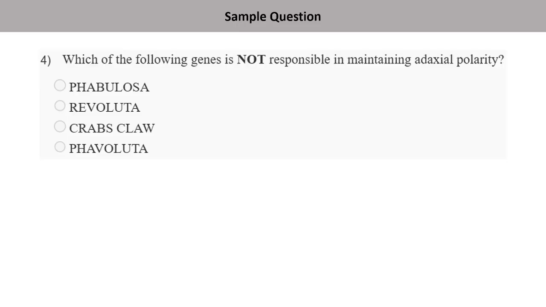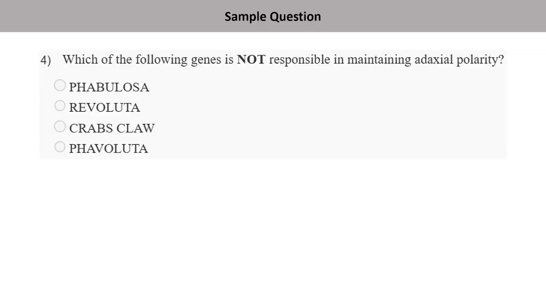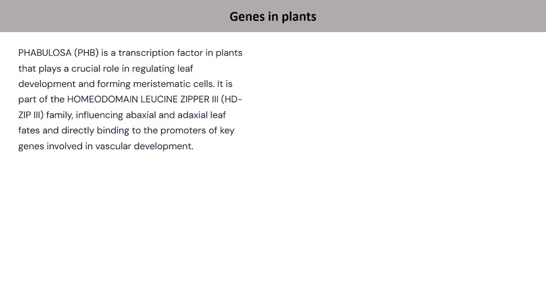Okay, so I'll answer the question. Let's first try to understand what all these genes are and then we'll get to the answer. Coming to the first gene, which is the fabulosa gene, the short form of the gene is PHB. It is a type of transcription factor in plants. The role of this transcription factor is to regulate leaf development and it helps in forming meristematic cells. PHB is also a part of the HD-ZIP3 family.